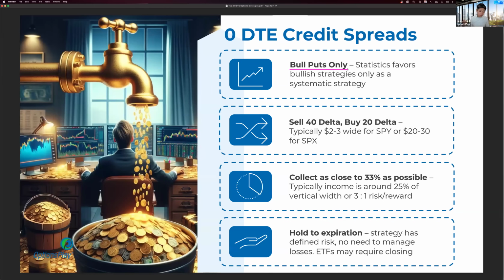Now, with this type of strategy, the goal is simply to hold it to expiration. Because the strategy has defined risk, there's really no benefit to managing losses. Some people will say, oh, if I lose 100% of the premium or 200% of the premium, let me cut my losers instead of losing the full 3-to-1. But we tend to find that in the long run, managing losers actually does not do anything in terms of performance or help your probability of profit.